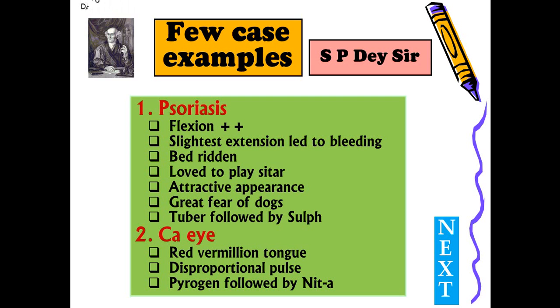But the result of cancer, that is, even if euthanasia is given, even if a lot of relief is given to that patient, it cannot be given by palliative prescription. It can be given by the similimum. And the similimum is to be selected not on the basis of the particular symptoms alone, but on the symptoms which are from the generalities. So individualization: disproportionate pulse and red vermilion tongue is Pyrogen, red vermilion lips is Sulphur.